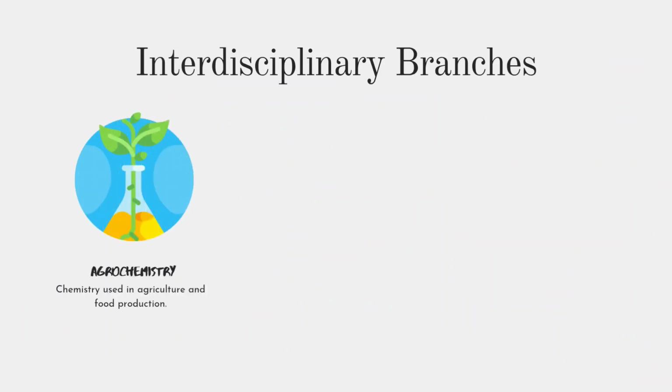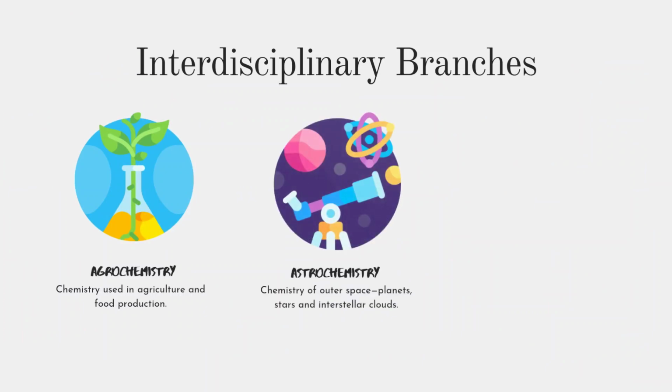Apart from the main branches, chemistry also has many interdisciplinary branches. There is agrochemistry, which applies chemistry to agriculture, helping improve fertilizers, pesticides, and crop yield. Astrochemistry studies the chemical composition of stars, planets, and space matter.